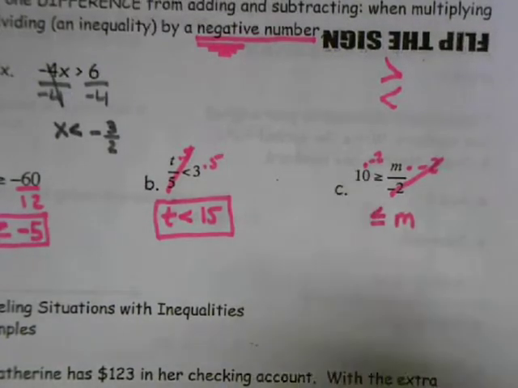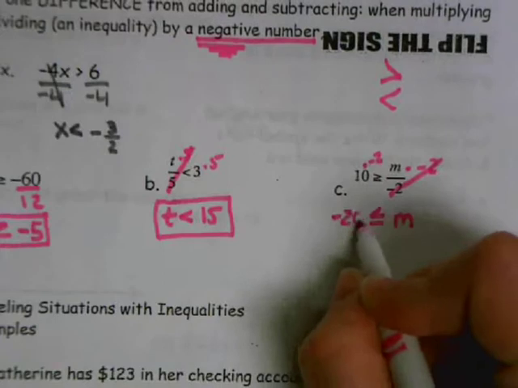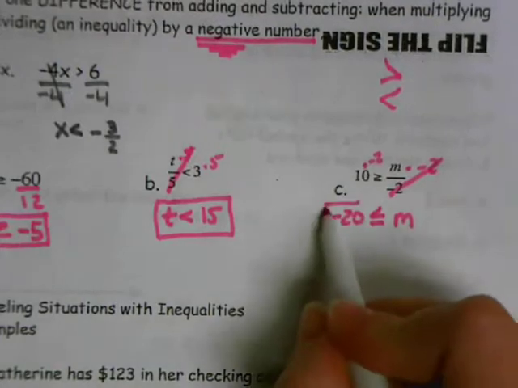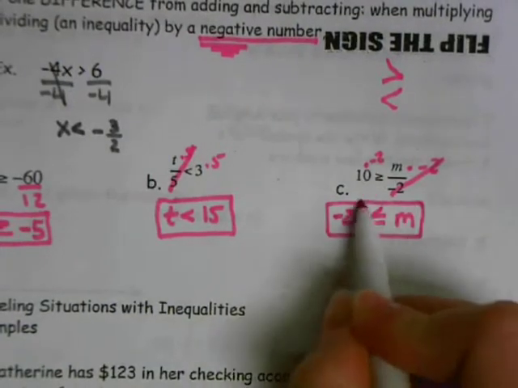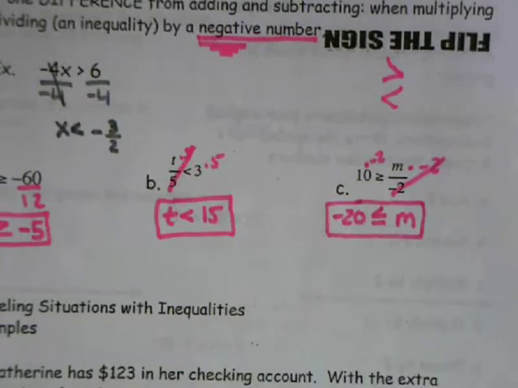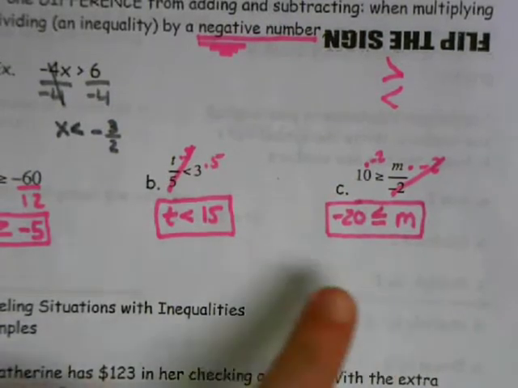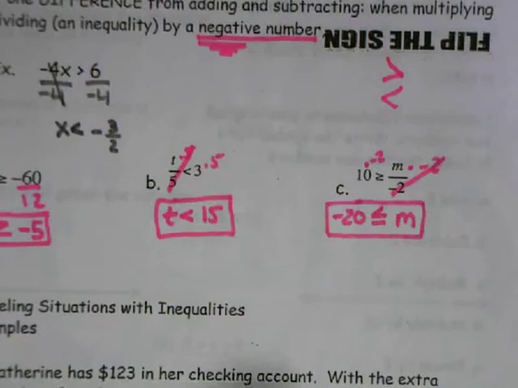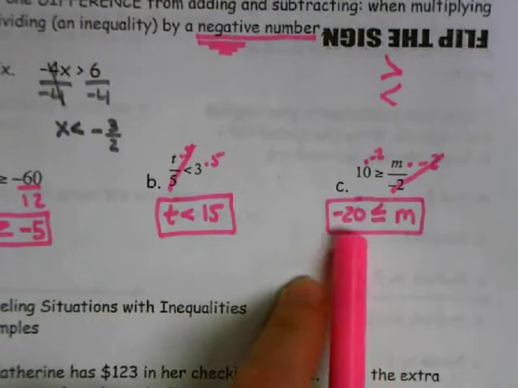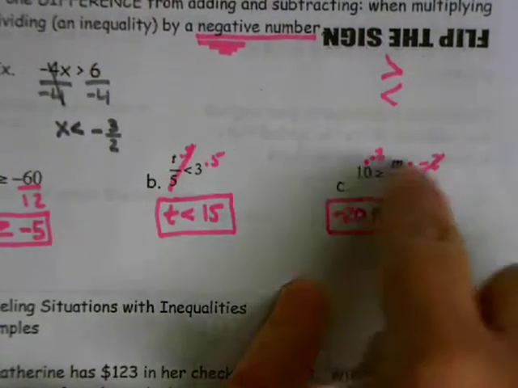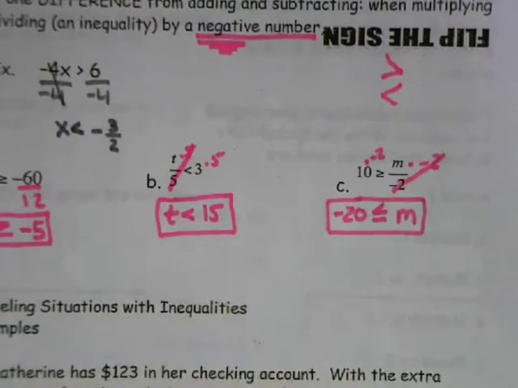And what's 10 times negative 2? Negative 20. So our solution to this one is that negative 20 has to be less than or equal to m. So you've done some examples of that. And when you do practice and homework, you'll do more examples where every time there's multiplying or dividing by a negative, you're going to flip the sign. Flip the sign. Flip the sign.